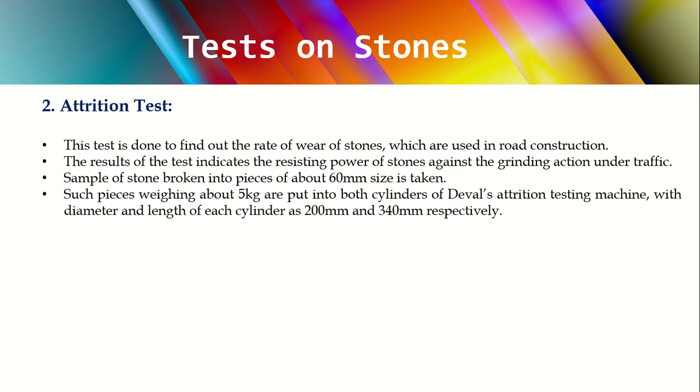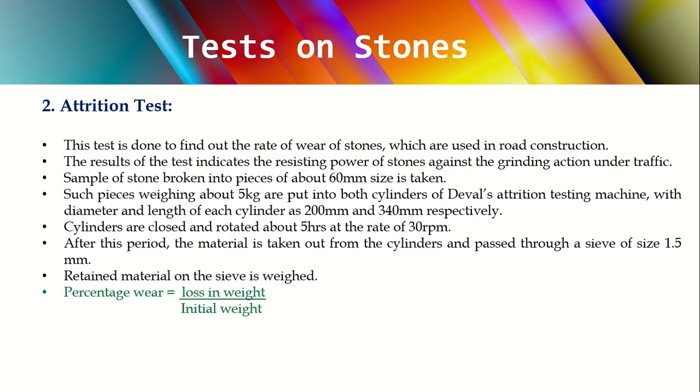So what we do is take around 5 kg of stone sample, and see that the size of the stones in this 5 kg total sample is around 60 mm. I'm repeating, the total weight of the sample to be taken is 5 kg and the size of the stones in this sample should be approximately 60 mm. And I'll show you the diagram.